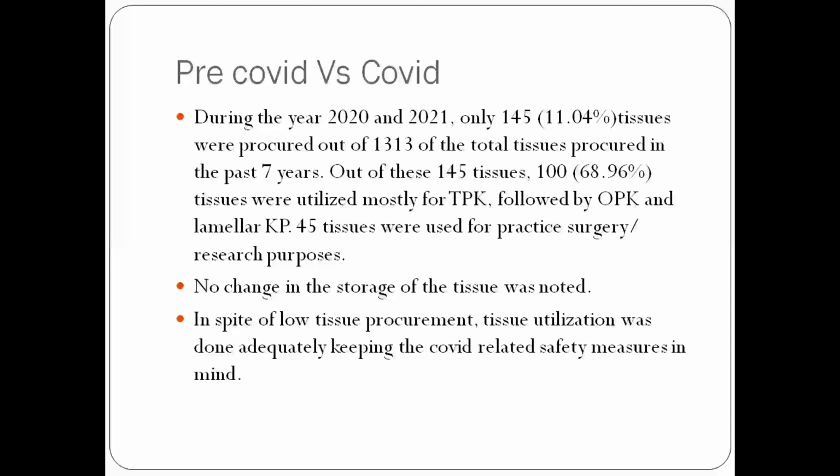During the year 2020 and 2021, only a total of 145 tissues, 11.04%, were procured. Out of these 145 tissues, 100 tissues were utilized mostly for therapeutic penetrating keratoplasty, followed by OPK and lamellar KP. 45 tissues were used for research purpose or practice surgery. There was no change in the storage of the tissue noted.